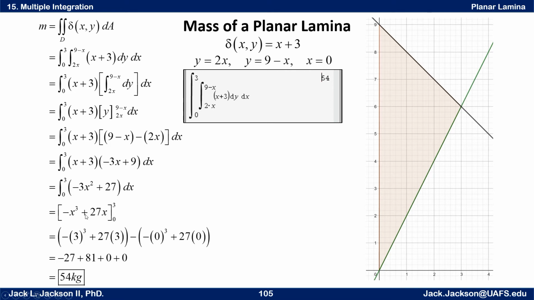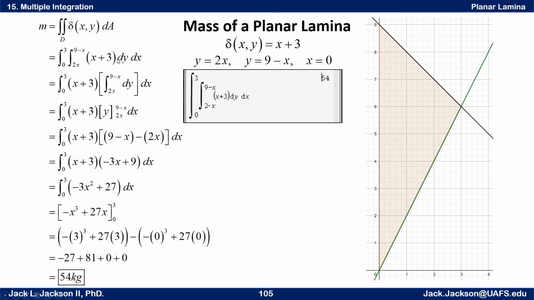Evaluate from 0 to 3, plug in a 3, plug in a 0. This part over here, the right, goes to 0. 3 cubed is 27, so it's minus 27. 3 times 27 is 81. 81 minus 27 is 54. And I double check that with the graphing calculator here, an Inspire CAS calculator. And we get 54, and of course the units are kilograms.